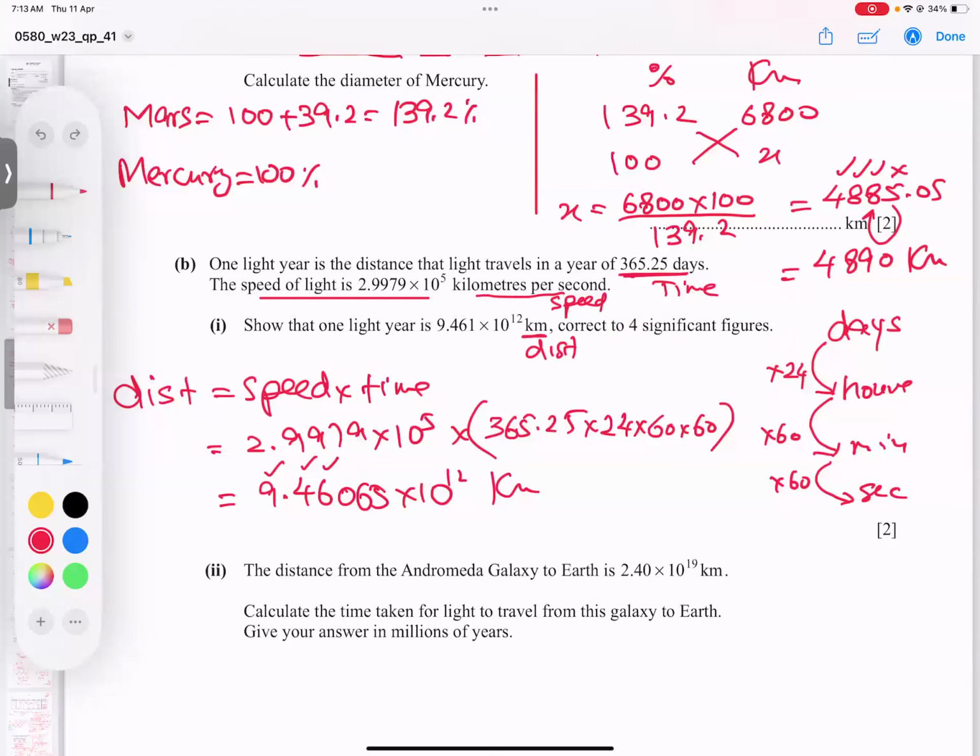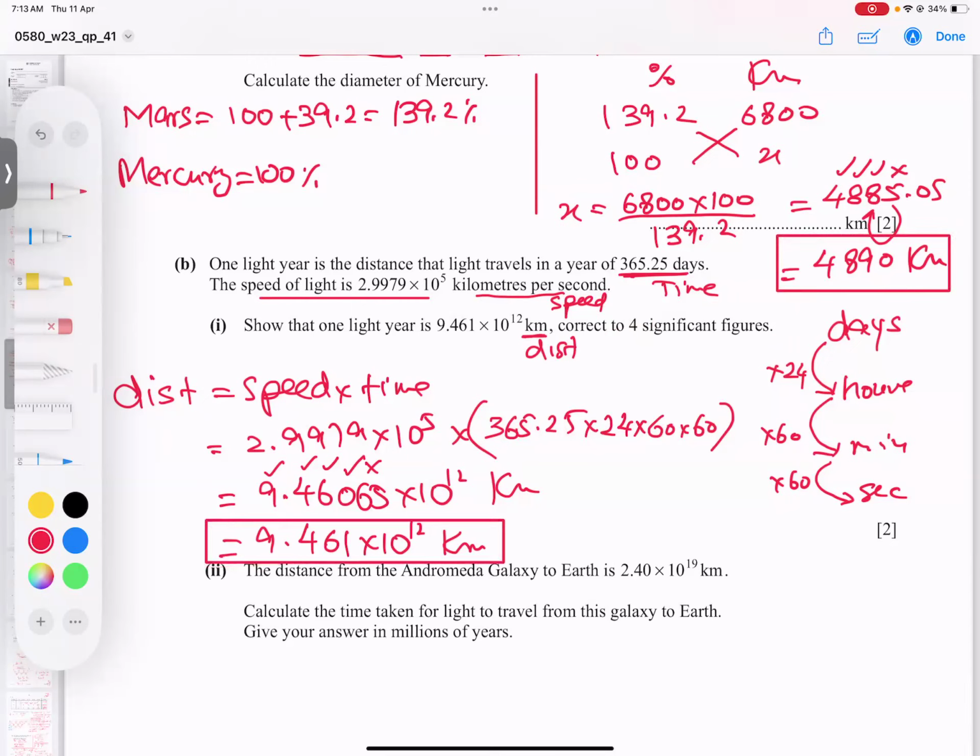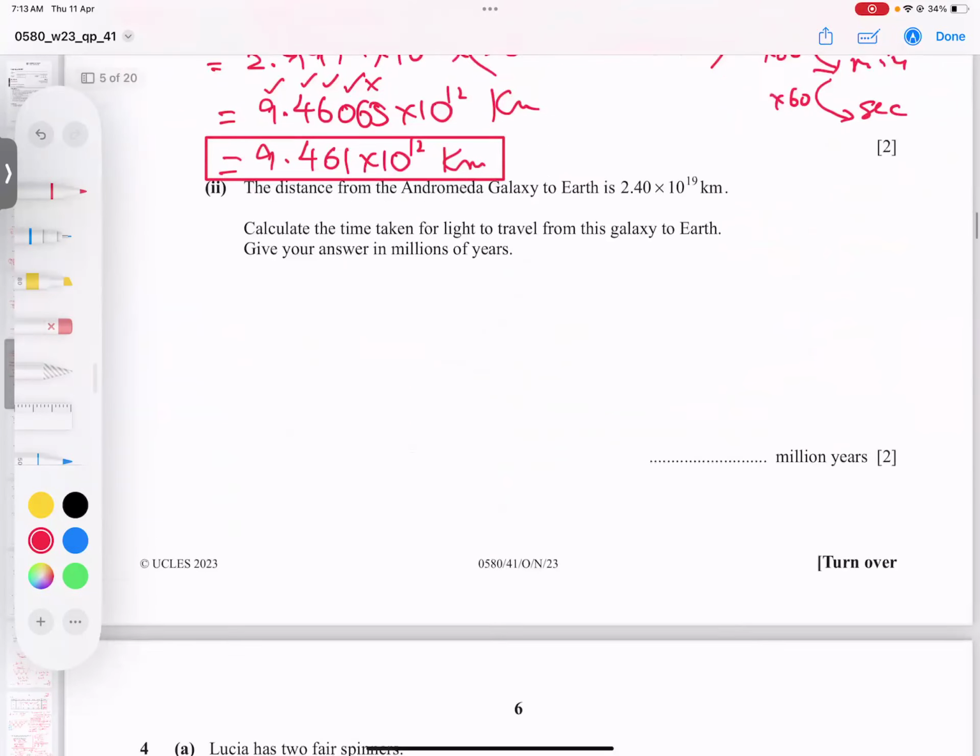So this is bigger than 4, yes, add 1. So it turned out to be 9.461 times 10 to power 12 kilometers. Okay, so Alhamdulillah Rabbil Alameen, I believe that is the answer for that part. And here this is also clear. And let's go for the last part of this question.